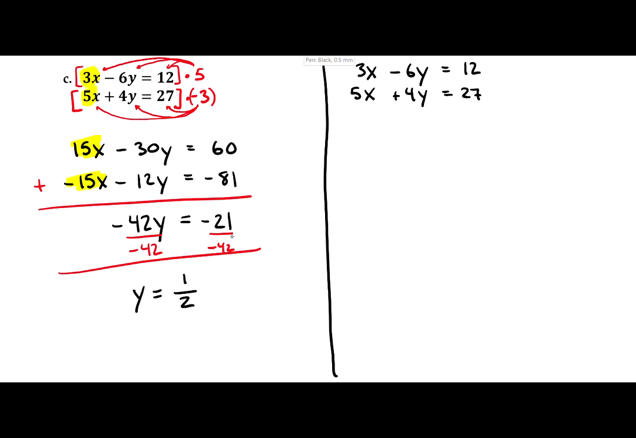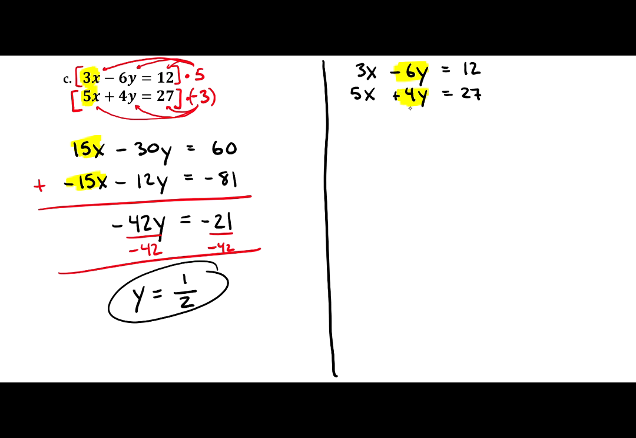21 over 42. 42 is 2 times 21. And the negative signs cancel. We get 1 over 2, or 1/2. Now, in that problem, we focused on the x's to make equal and opposite. We could have just as easily focused on the y's and made them equal and opposite.